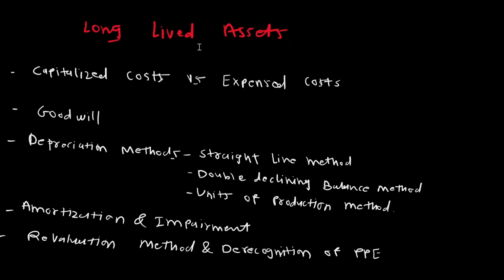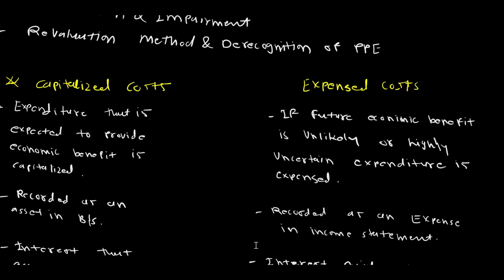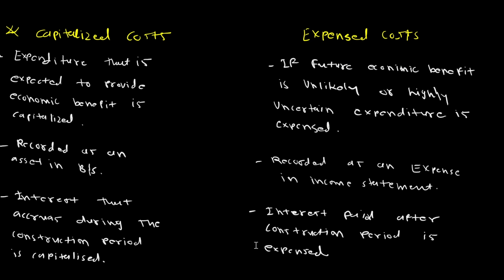Today we are going to learn about the long-lived assets. In the long-lived assets, we are going to discuss the capitalized cost versus expense cost, goodwill, depreciation methods like straight line method, double declining balance method, unit of production method, and then amortization and impairment, then revaluation method and derecognition of the PPE. So let's start with the capitalized cost versus expense cost.